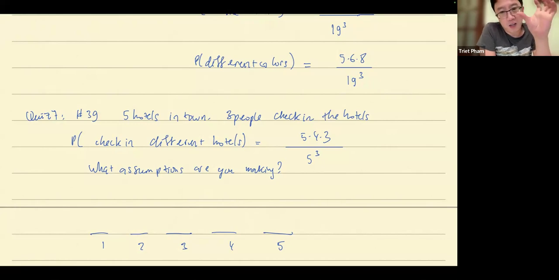So I'm saying there is the equally likely assumption, meaning the hotels are all similar in some way. And then there's also the independence assumption, but you don't have to throw that in that way. You just say the choice of one person does not affect the choice of the other person, things like that, right? So it's sort of all implicit in this calculation.